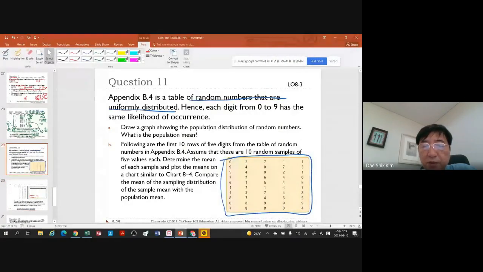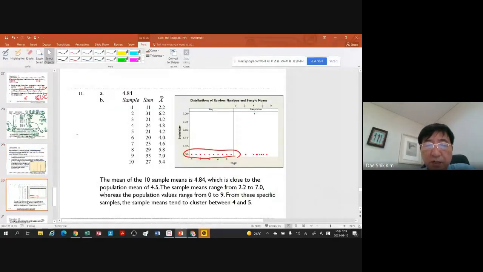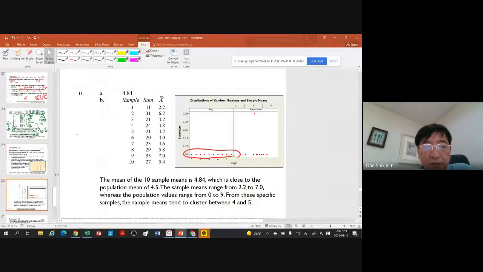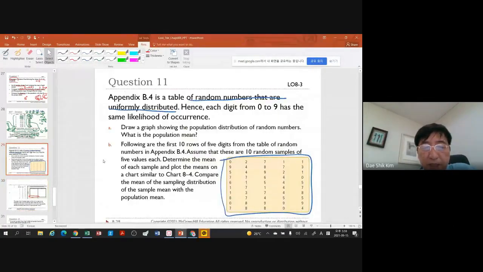Draw a graph showing the population distribution of random numbers. What is the population mean? The average between 0 and 9: 0 plus 9 divided by 2 is 4.5. But when you calculate all these, the average is 4.84.